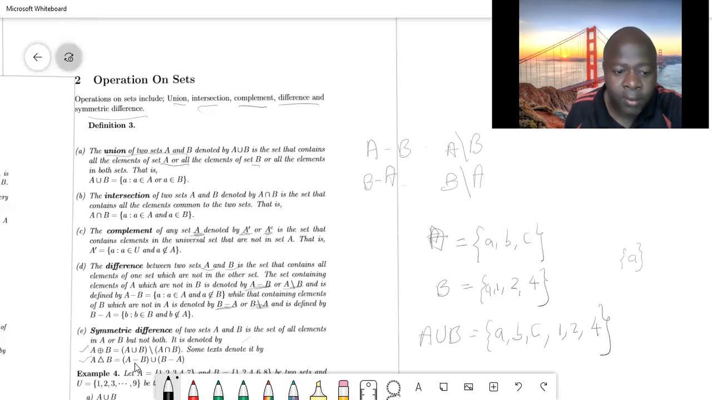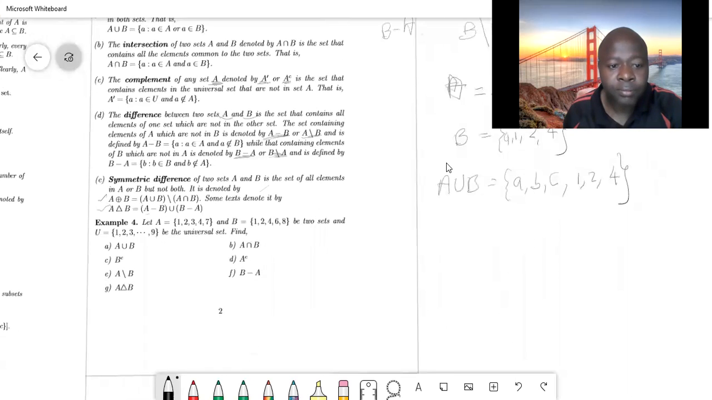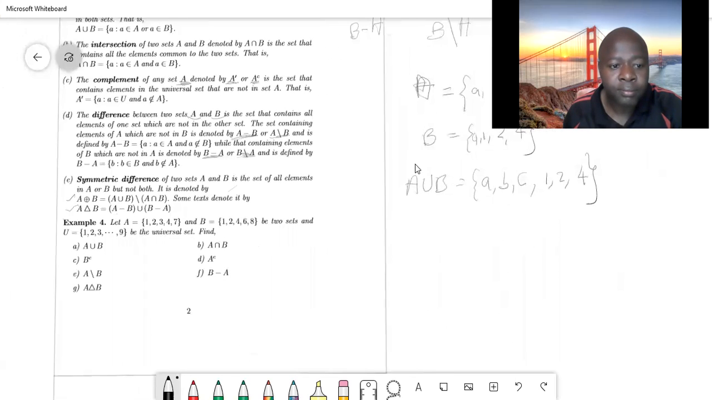The other way I can do it is to get the elements in A which are not in B, and then union elements in B which are not in A. So these two agree, they mean the same thing. Let's look at an example. I'm given set A and then set B and the universal set. This universal set has elements 1, 2, 3, 4, 5, 6, 7, 8, and 9.